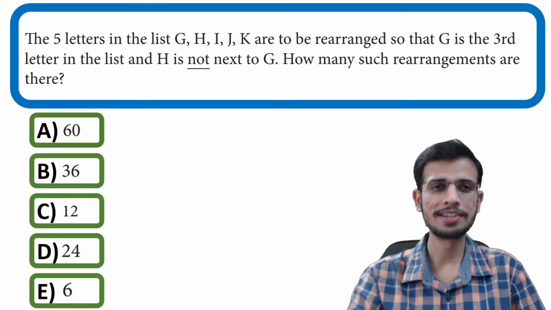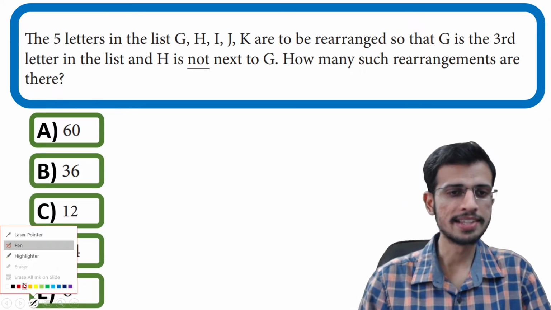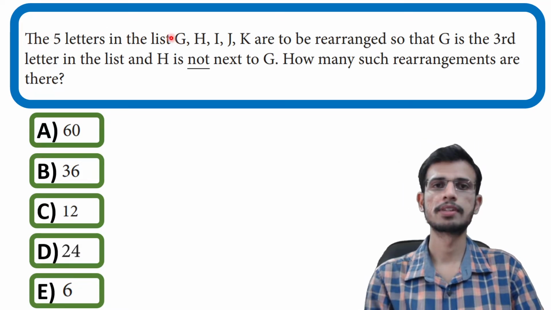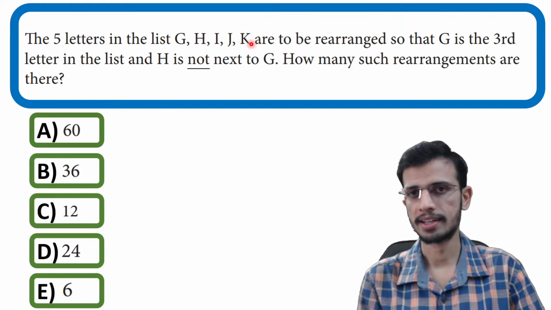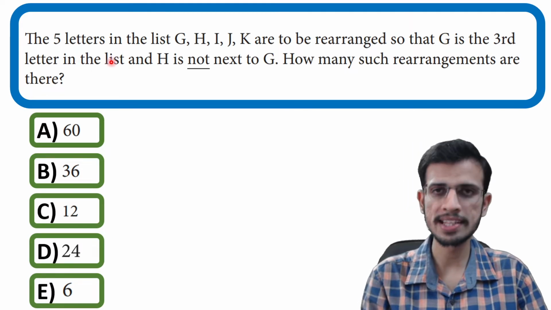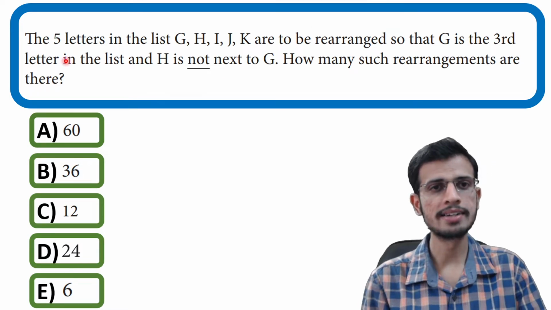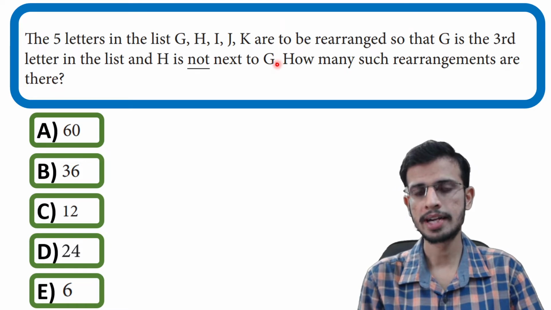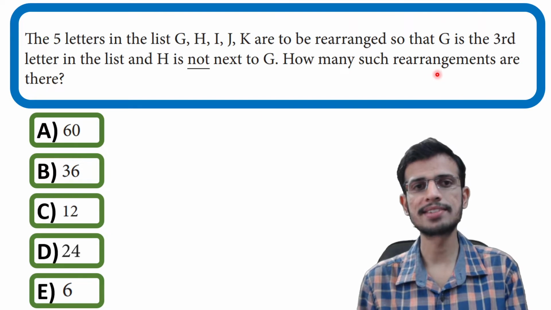So here is your very first question on your screen. There are 5 letters: G, H, I, J and K, to be arranged so that G is the third letter in the list. We are arranging these 5 letters in a sequence. G should be the third letter in the list and H is not next to G. How many such arrangements are there?